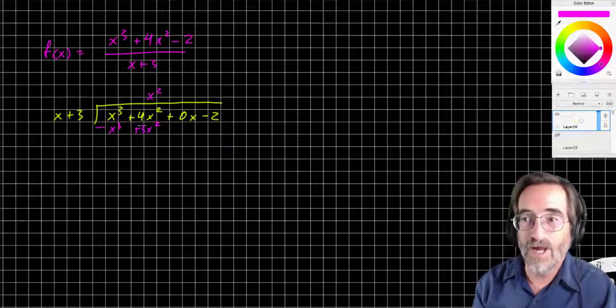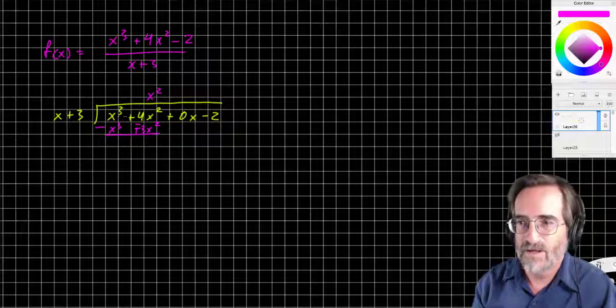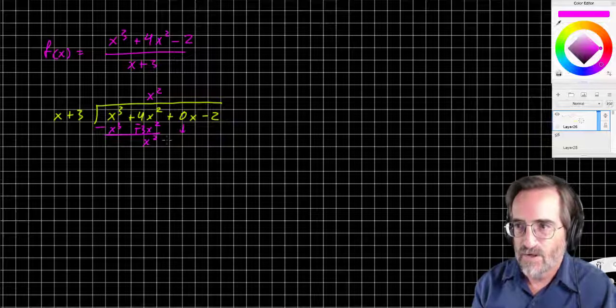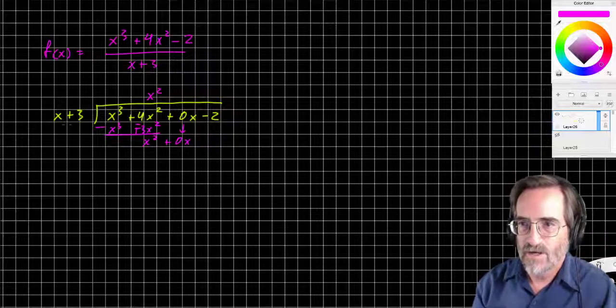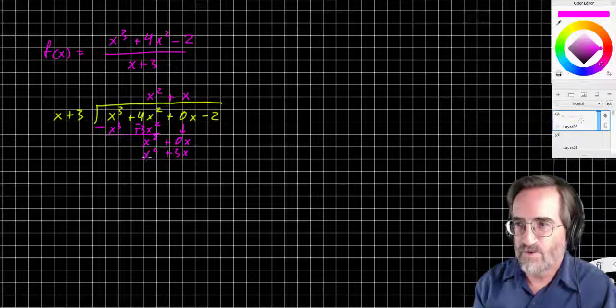Subtract, meaning change both signs, and add. 4x squared minus 3x squared is x squared. Bring down the next term, plus 0x. x times x is x squared, so I'm going to put an x here. x times 3 is 3x. Subtract, change both signs, and add. 0 minus 3x is negative 3x. Bring down the next term.